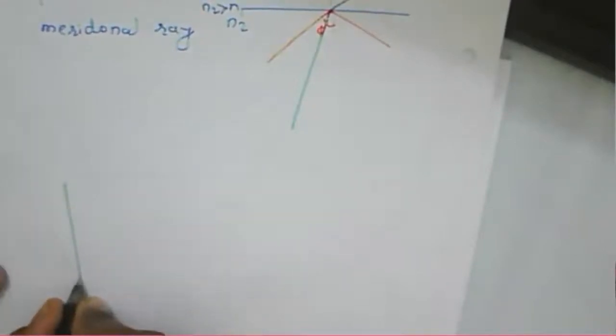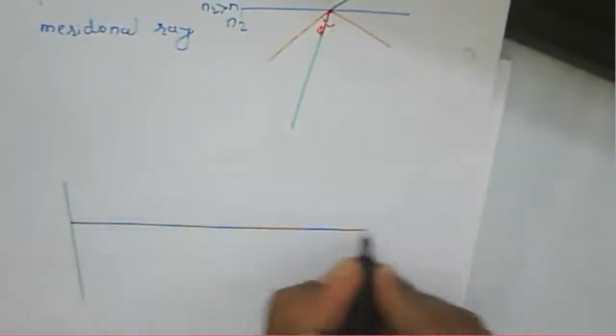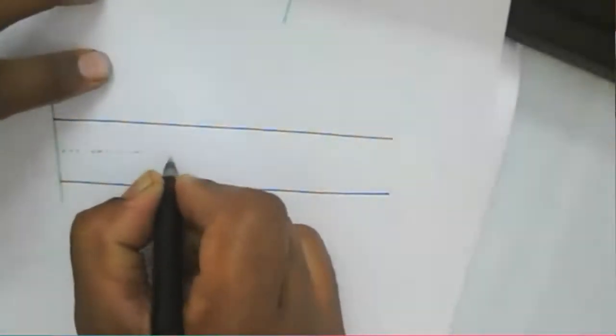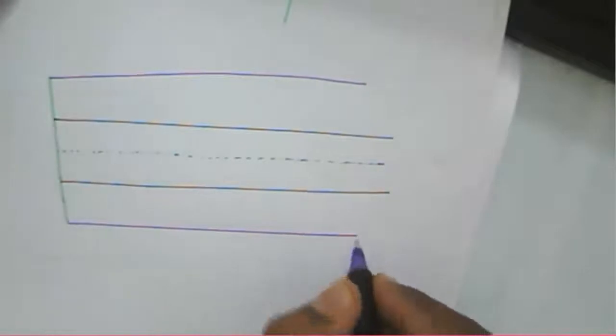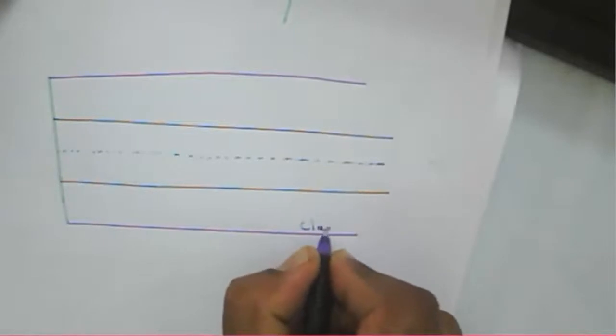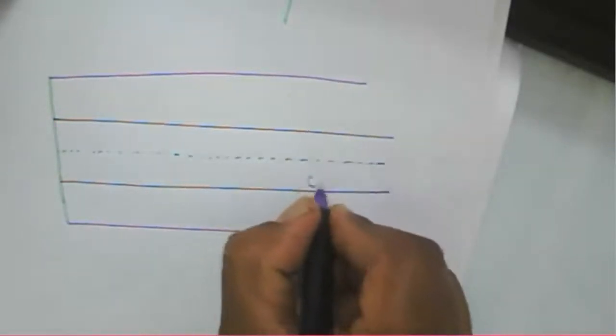Now we see here the optical fiber. This one is nothing but your core, and this is the axis of the core, and this one is about the cladding. You can mention that the cladding is here, and this is the core.